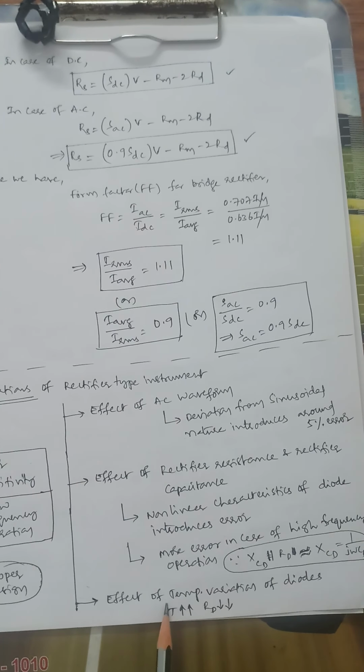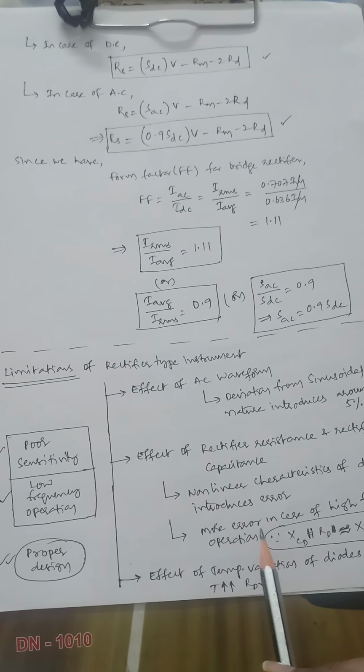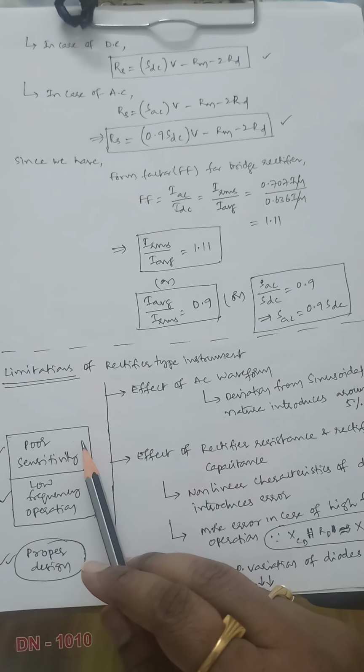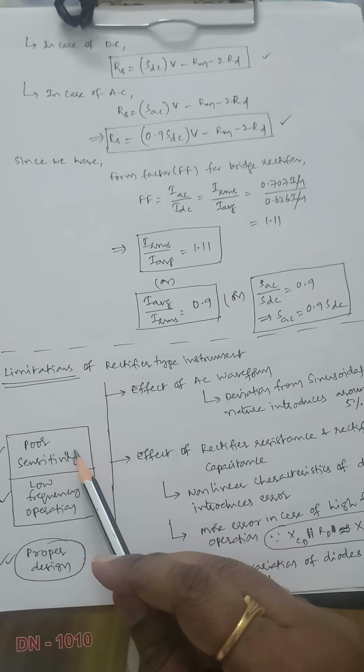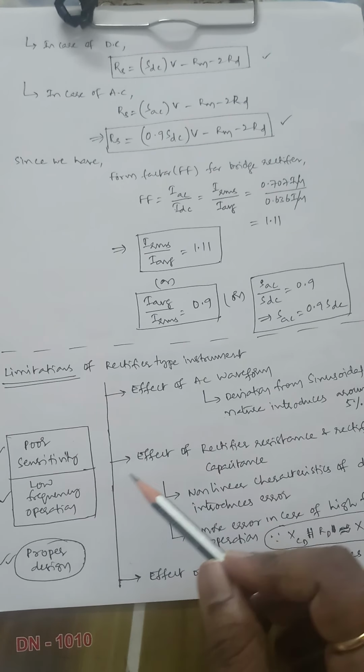Similarly, we also see the effect of temperature variations. We have studied that whenever temperature varies, the diode resistance varies. So these are the three limitations. To avoid this, we have to go for a proper design of the rectifier type instrument. The limitations cause error, which results in poor sensitivity, and it shall be applied only for low frequency operation. Okay, thank you.